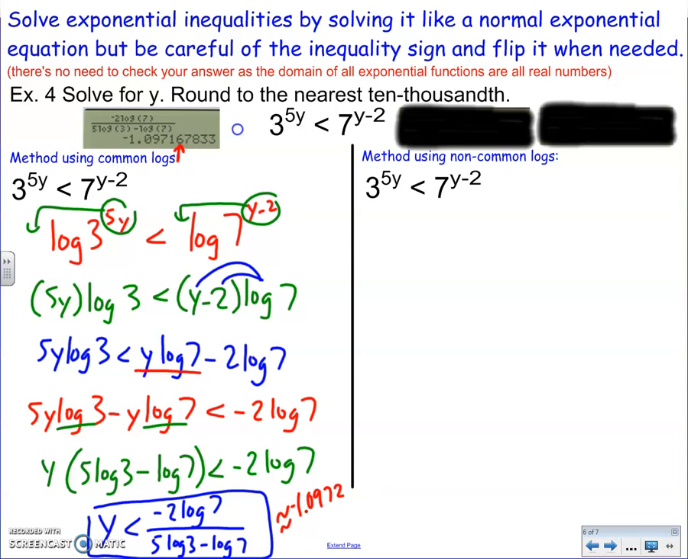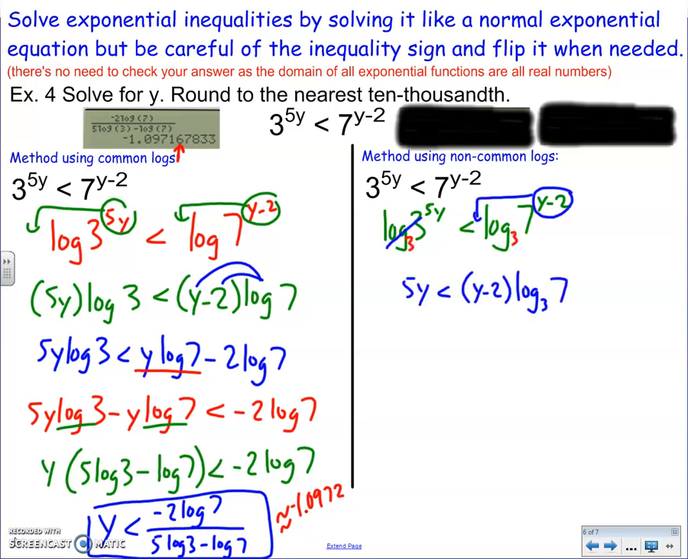Alright, I'm going to solve this another way using non-common logs. When I do this, the numbers will cancel out and it will be shorter. So let me do that. So first log both sides, and now I'm going to pick a base that's not 10. I can actually pick 3 or 7. It doesn't matter. Now actually picking 7 is easier because that exponent is more complicated, but I'll do 3 just to show you what happens.